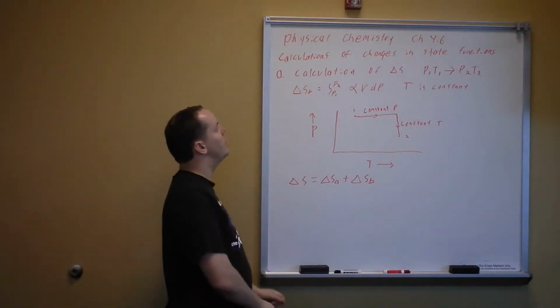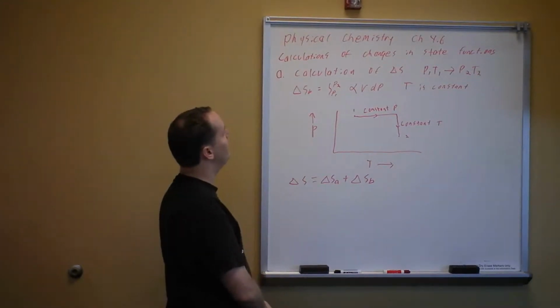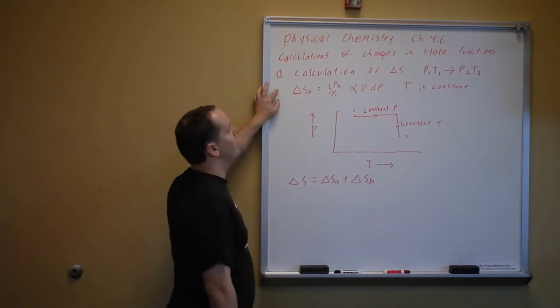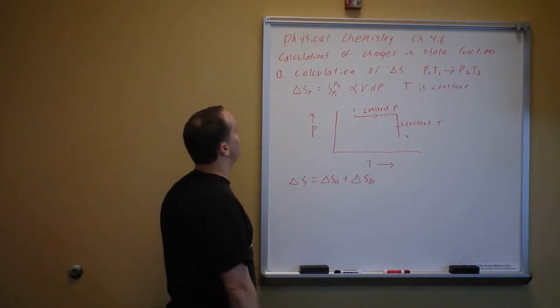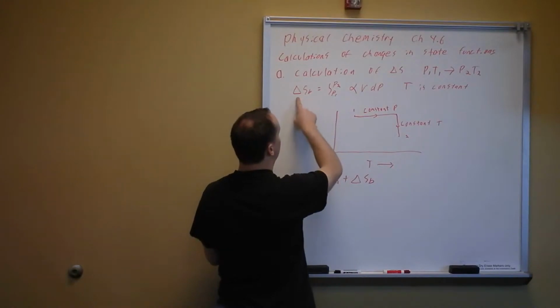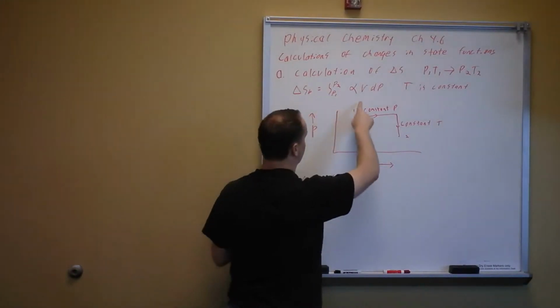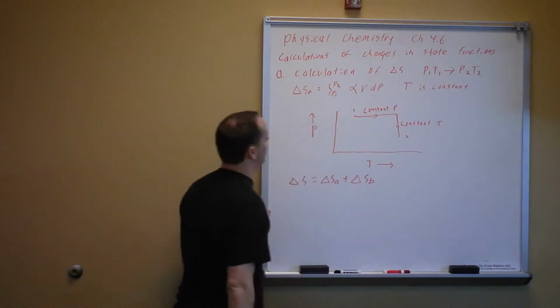Physical chemistry, chapter 4, section 6. We're talking about calculations of changes in state function. So we're continuing on how do you find delta S if we're going from state P1, T1 to P2, T2. And we divide it into two steps, A and B. Then for the second step, B, the change in entropy is going to be the definite integral from pressure 1 to pressure 2 of alpha V with respect to pressure. And that's while T is constant.